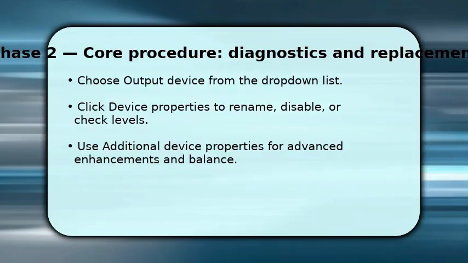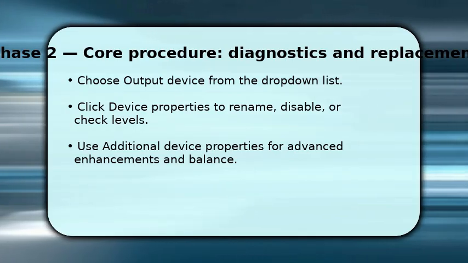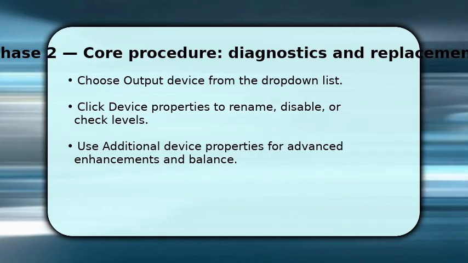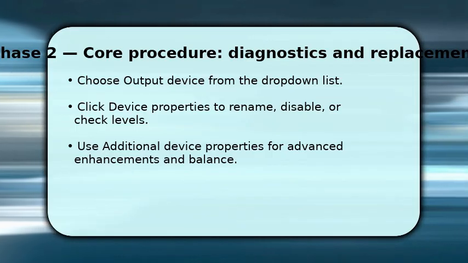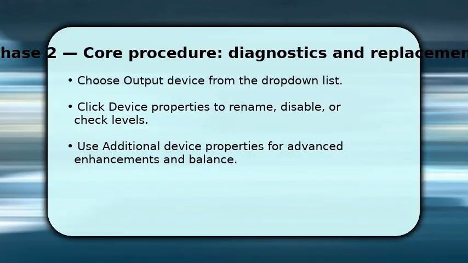controls. You can rename the device for clarity, disable a device you do not use, and change the volume slider here. For more advanced tweaks, click Additional Device Properties. That opens the Legacy Sound panel with Enhancements and Levels tabs where you can adjust balance or disable enhancements that may distort audio. Make these changes deliberately and test play.